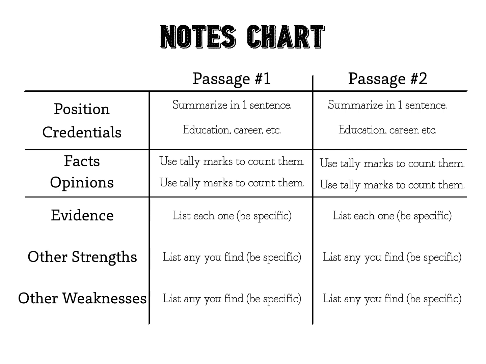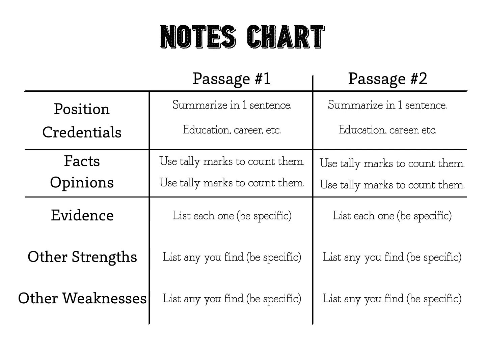So, memorize this chart. And when I say memorize it, I just mean memorize that first column and then draw your chart to have a section for passage 1 and a section for passage 2. You don't need to memorize, summarize in one sentence, or the examples that I give. All right? So you need to remember position, credentials, facts, opinions, evidence, other strengths, other weaknesses.